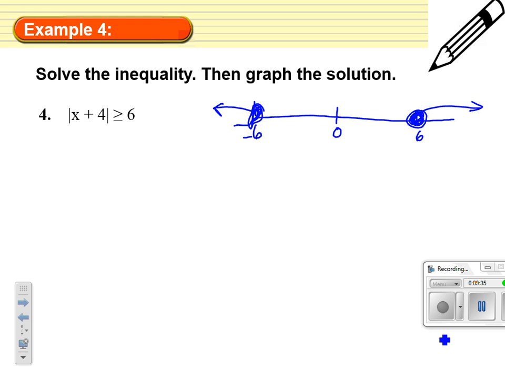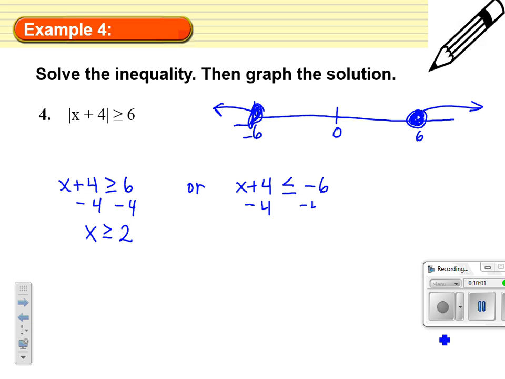So I'm going to write out my two inequalities. And when I do that, I'm going to get x plus 4 is greater than or equal to 6. That's one possibility. Or x plus 4 is less than or equal to negative 6. And so then I subtract 4 and I get x is greater than or equal to 2. And then I subtract 4. Oh, I did it right this time, thank goodness. And I get x is less than or equal to negative 10. So that would be my two solution inequalities.